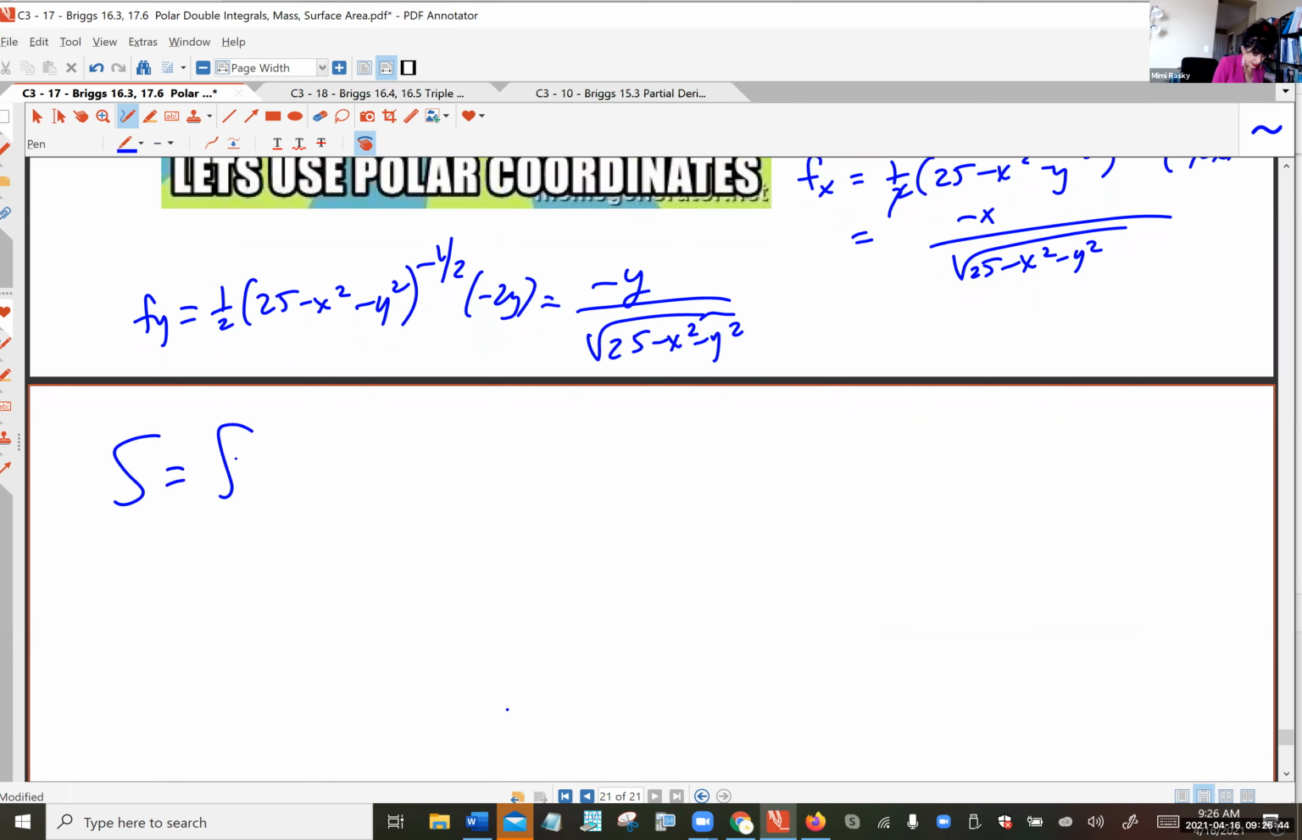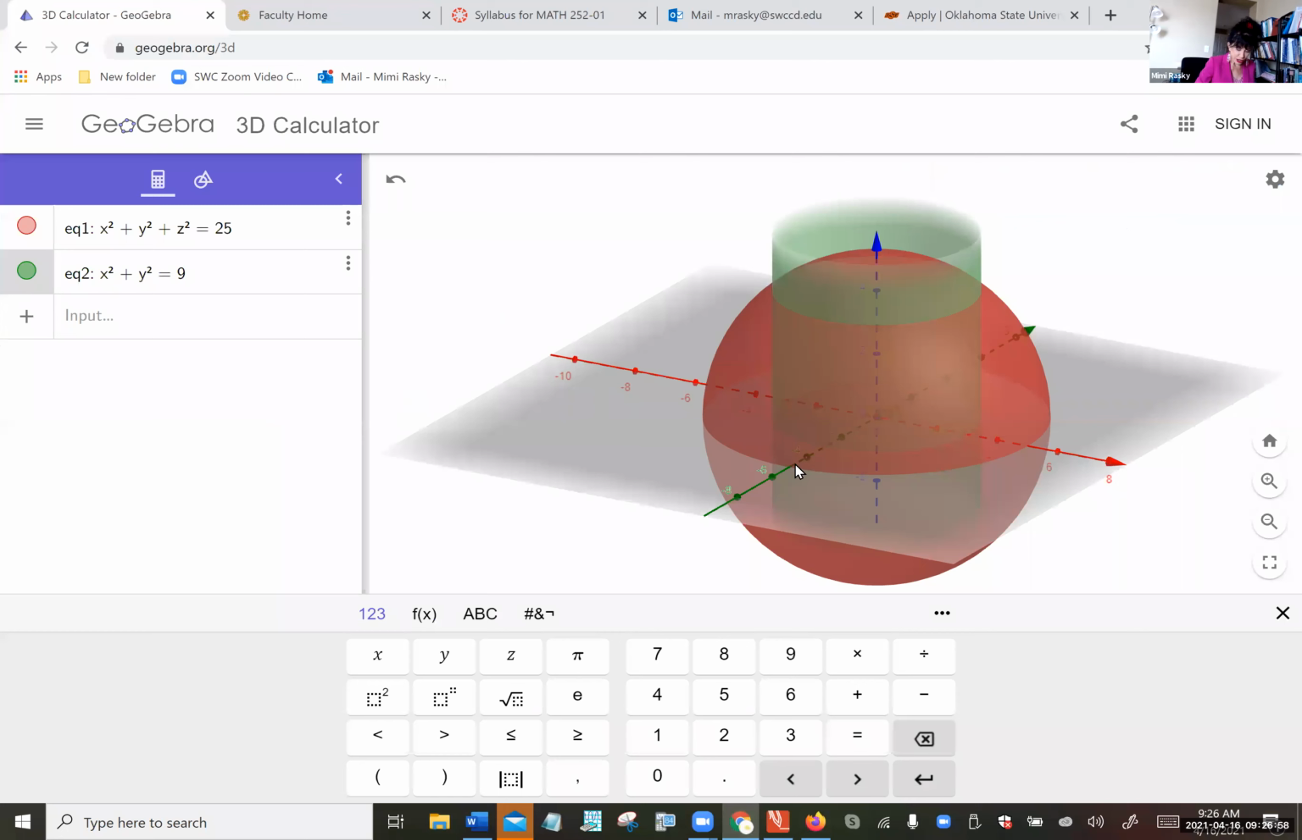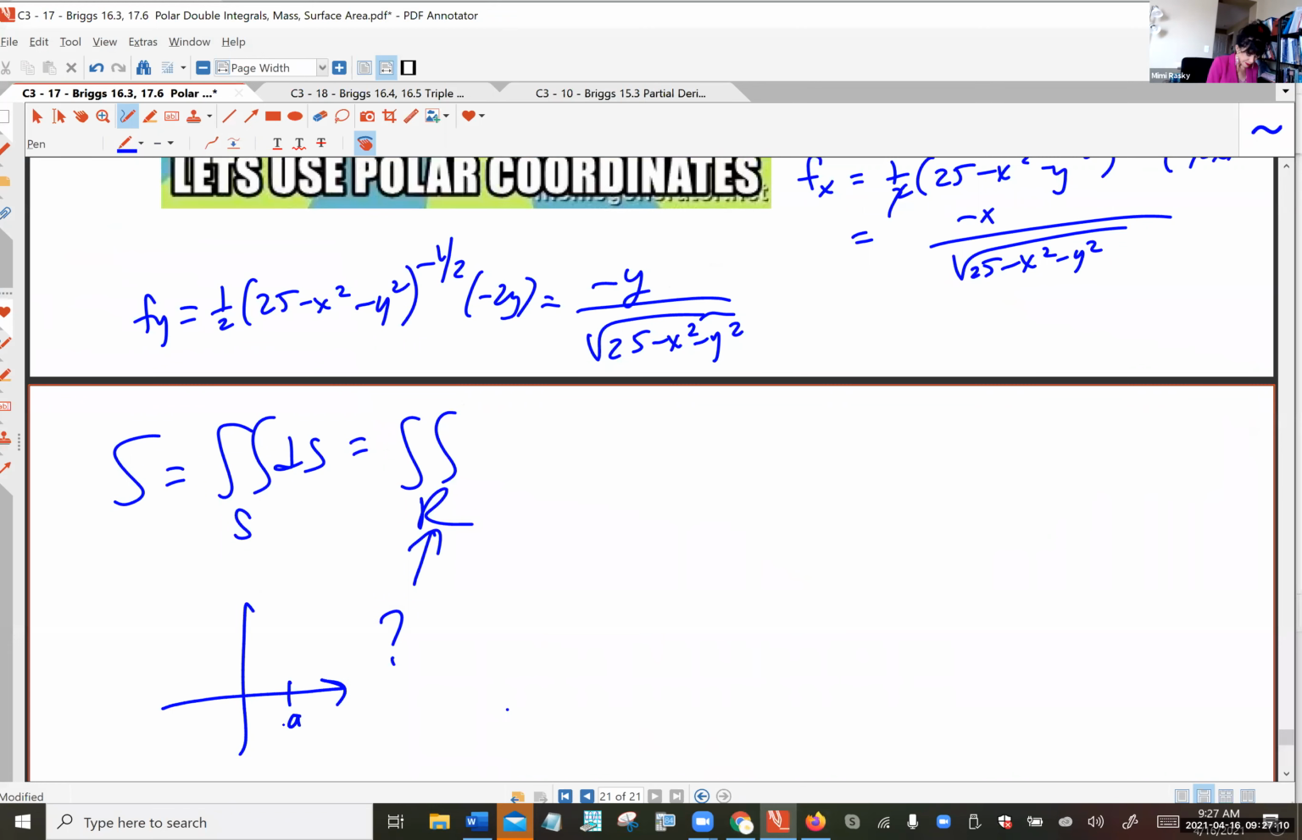So your surface area, which is the double integral over the surface, dS, will get changed to a regular double integral over the region. Now, what's the region R here? Well, if you look at the picture here, the region in the xy plane is the region bounded by the circle x squared plus y squared equals 9. The region R is the circle centered at the origin of radius 3.